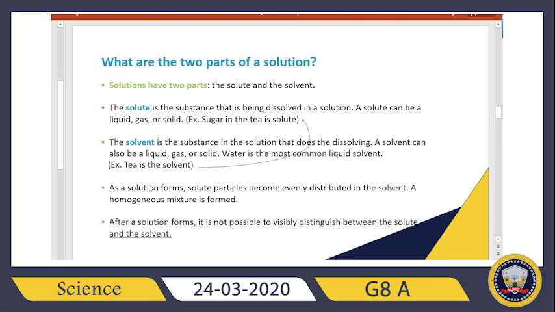So tea will be the solvent and sugar will be the solute. Water is actually the most common liquid solvent. It has a really strong property for being a solvent. And when a solution forms, of course, solute particles will be evenly distributed into the solvent, and we will not be able to distinguish between the solute and the solvent, don't forget.